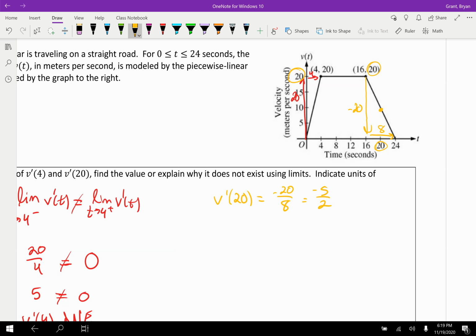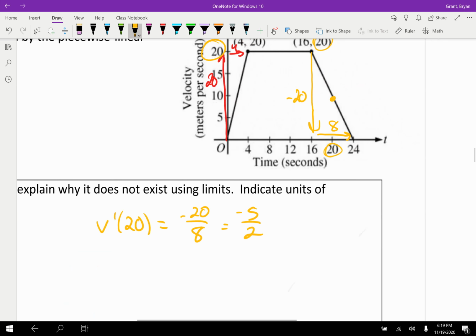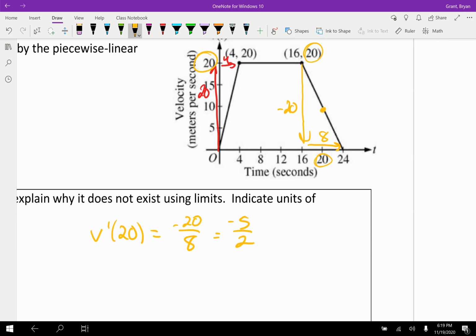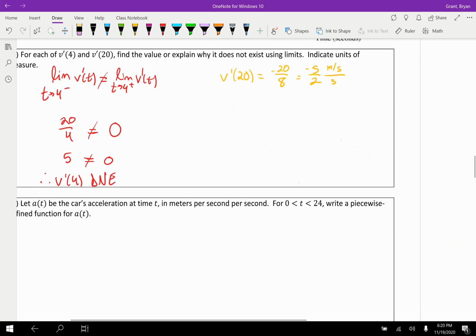It does also ask us to indicate units of measure. So just remember, in terms of rise over run, our rise here was along the y-axis, which is meters per second, and the run is along the x-axis, which is seconds. So I think v prime of 20 can be given as negative 5 halves meters per second. If you wanted to interpret it, what it means is every 2 seconds, your velocity decreases by 5 meters per second.